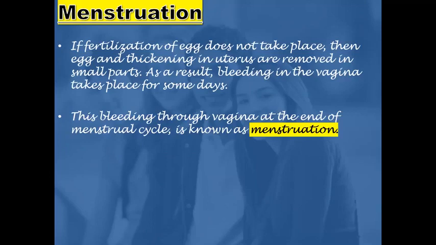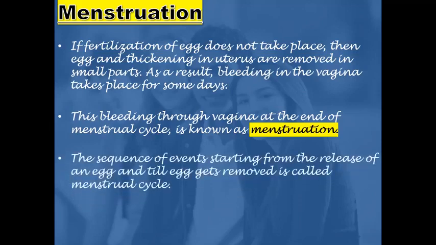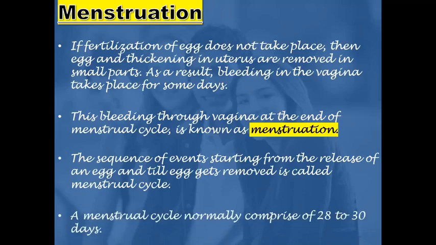Or, the cycle of breakdown of the wall of the uterus and its blood capillaries causes menstrual flow every 28th day, called menstruation or menstrual cycle. The sequence of events from the release of an egg until the egg gets removed is called the menstrual cycle. A menstrual cycle normally comprises 28 to 30 days.